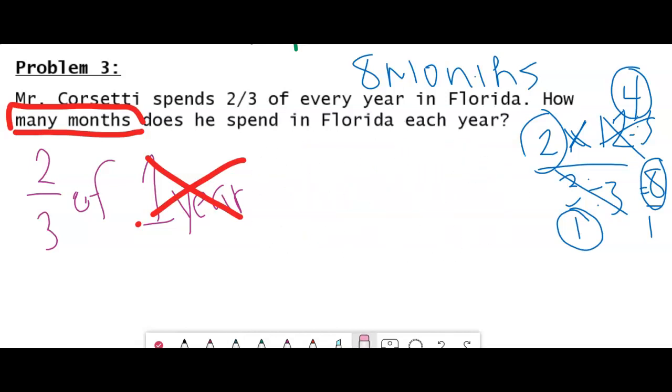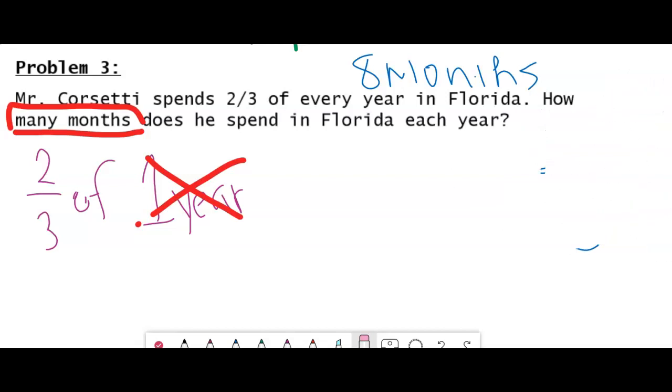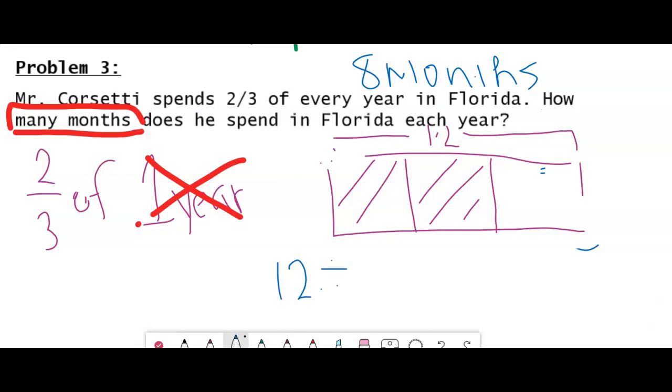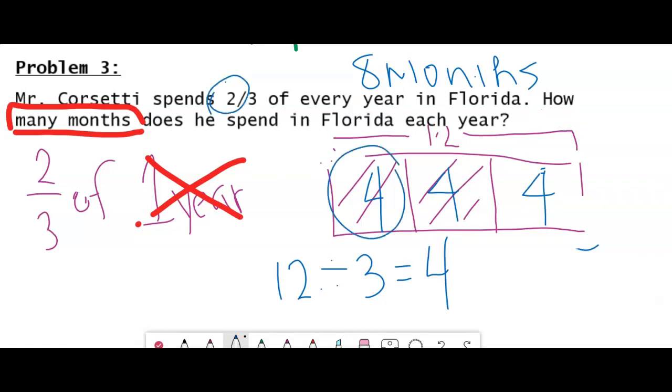Now if you want to again look at the tape diagram of that, you're going to show a tape diagram. The total is 12 months. We're breaking it into 3 equal parts, 2/3. He spends 2 of those 3 parts. And then we have to figure out what each of those units is. Well, that's 12 total months divided by 3. It's going to give you 4. So each unit is equal to 4 months. And it said he spends 2/3. So this 1/3 and this 1/3 each has a value of 4 months. He spends a total of 8 months.